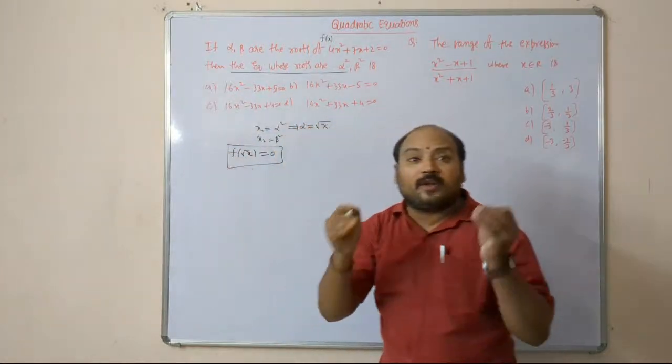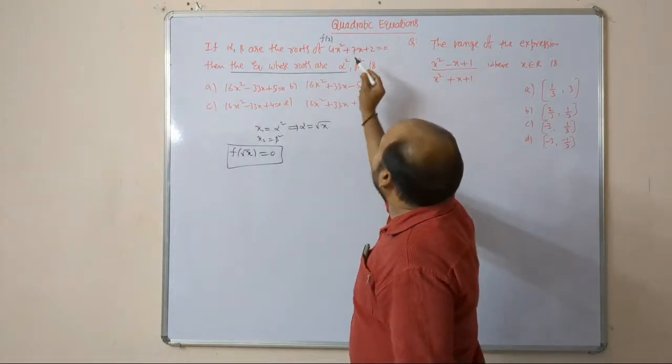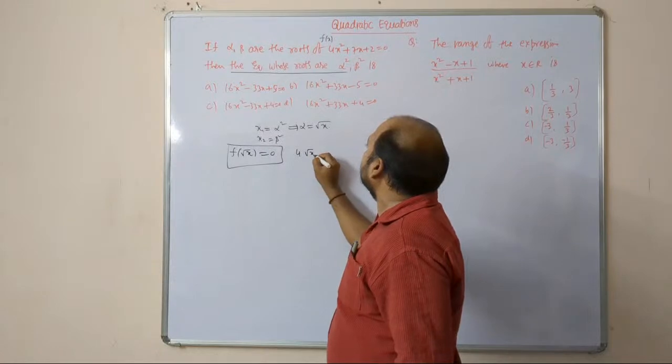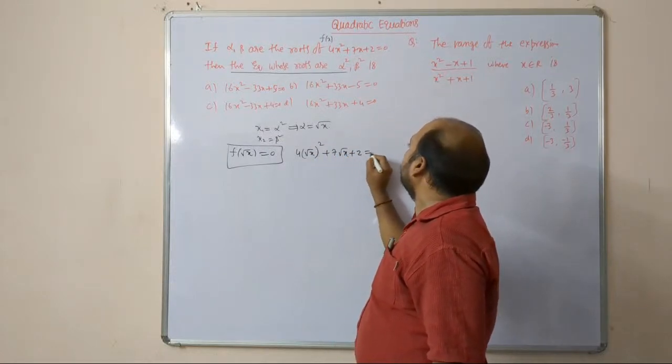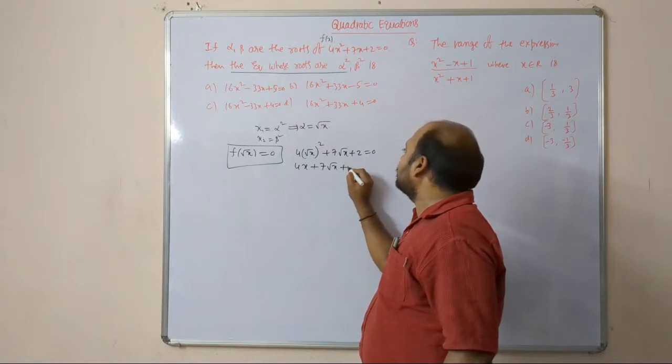f of root x is equal to 0. Why are we taking root x? This is the reason. Wherever x is there, replace with root x. So it comes 4 into (root x) whole square plus 7 into root x plus 2 equal to 0. So 4x plus 7 root x plus 2 equal to 0.